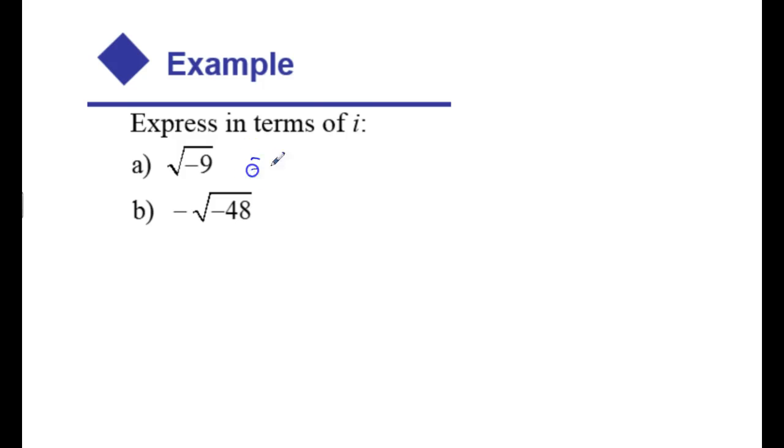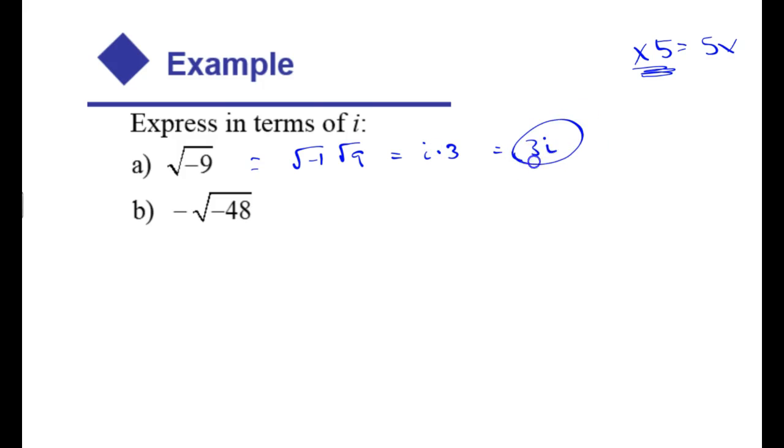So I'll rewrite this as the square root of -1 times the square root of 9. The square root of -1 is i, and then 3, but instead of i3, we usually write this as 3i. It's kind of like x5 is the same thing as 5x, but x5 should look funny to you. So i times 3 should look funny to you. We'll have 3i, just like we write 5x, I'll write 3i.